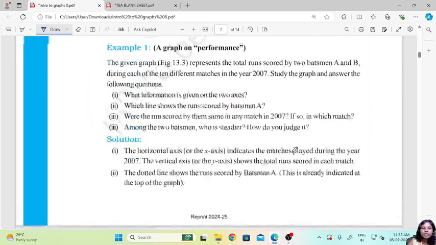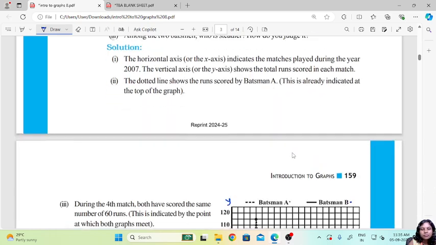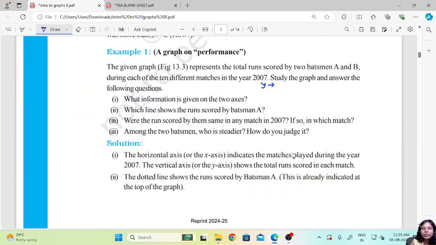So we can write down, the y-axis tells us the runs scored by batsman A and B. Okay, and the x-axis shows the number of matches played in 2007. Okay, so these are the two data that are given on the two axes.